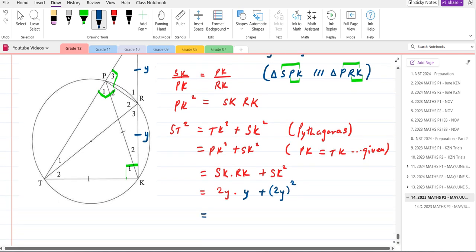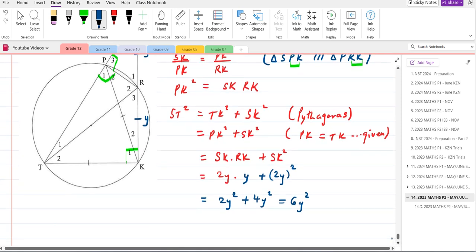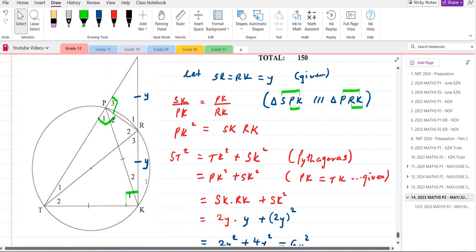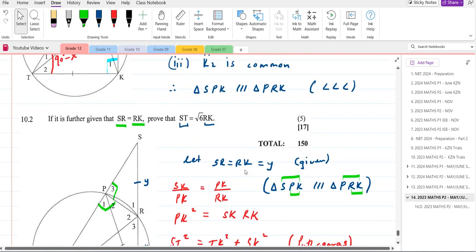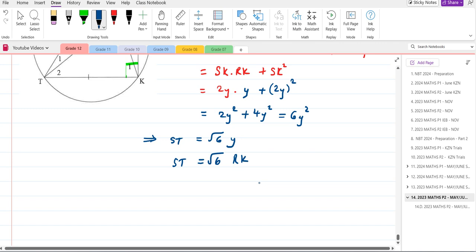So what do we have? We have 2y squared plus 4y squared, which is 6y squared. Now if we square root both sides, this implies ST is root 6y. What is y? Y is either SR or RK, so I'm just going to replace y with RK. Root 6 RK. I hope you guys understood this.